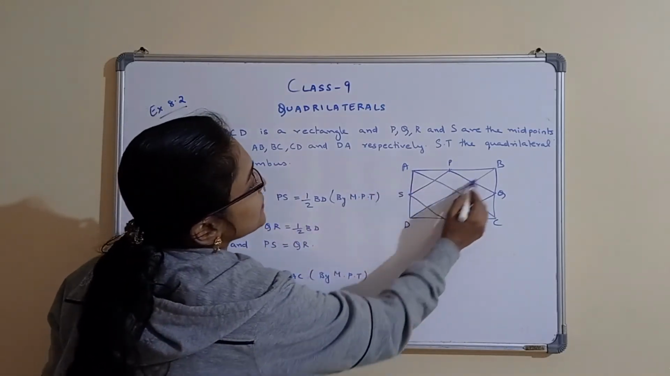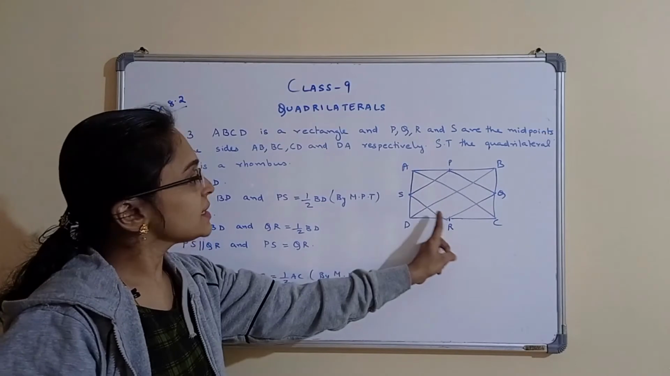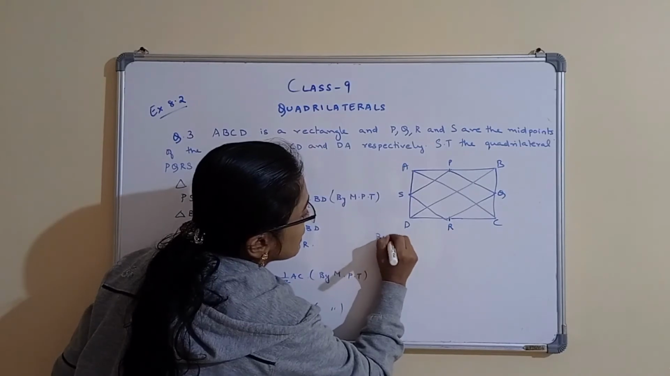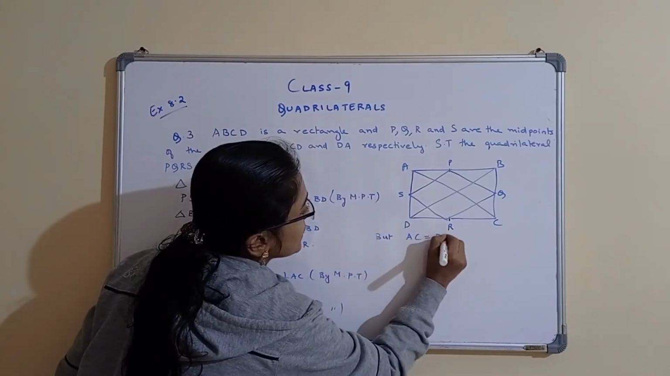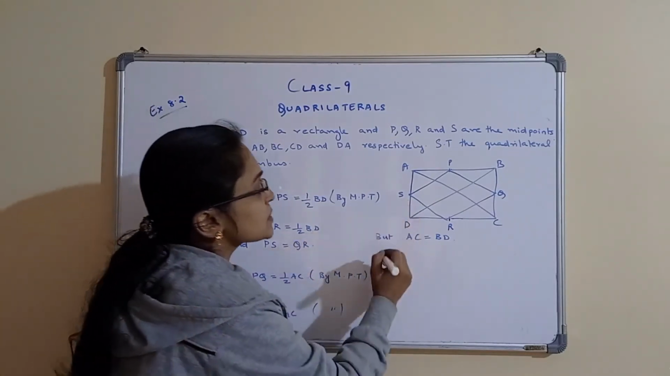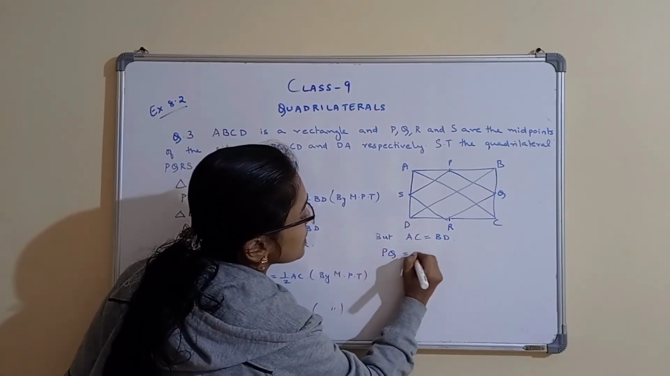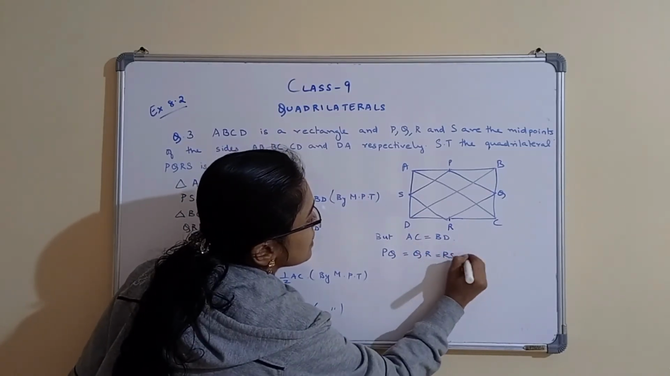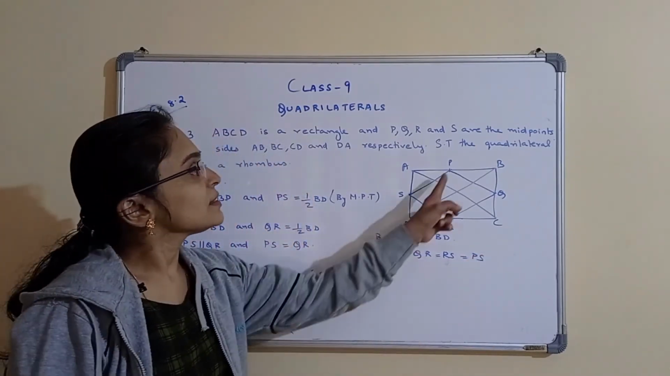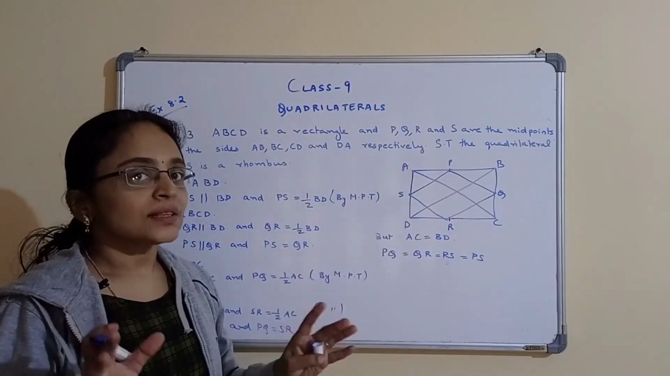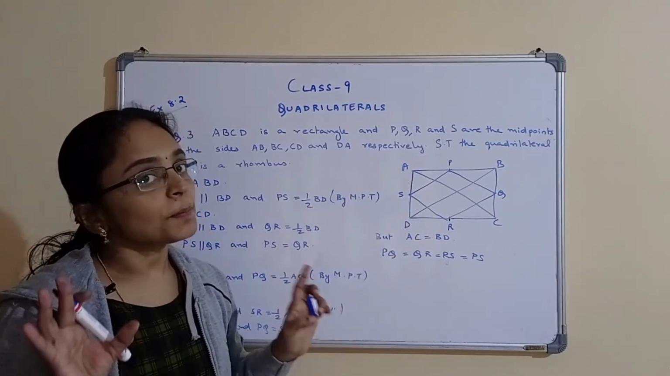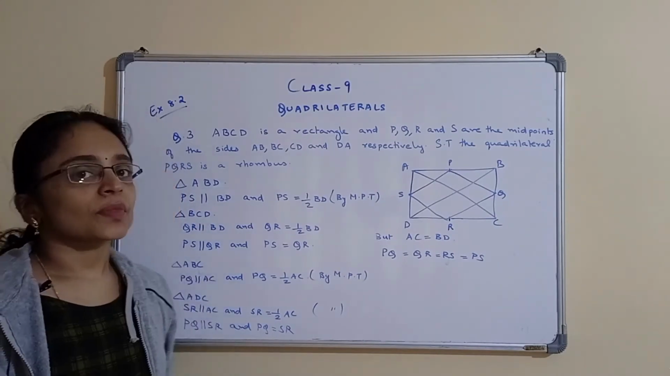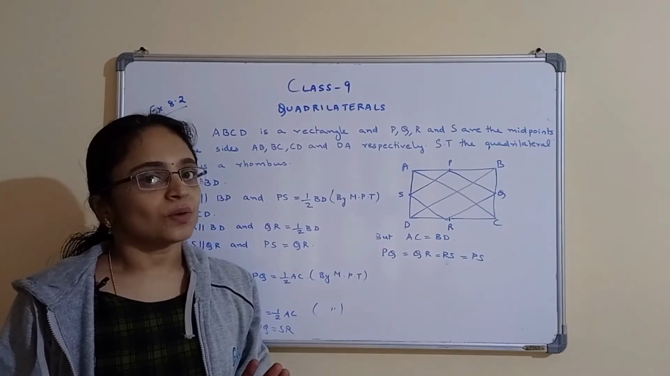But this AC and BD are equal. Since this ABCD is a rectangle, AC and BD are equal. So from this we can say that PQ is equal to QR is equal to RS is equal to PS, which means this PQRS is a rhombus. All the sides are equal and the opposite sides are parallel, which means this PQRS is a rhombus. Okay, understood? You can pause the video and note this down.